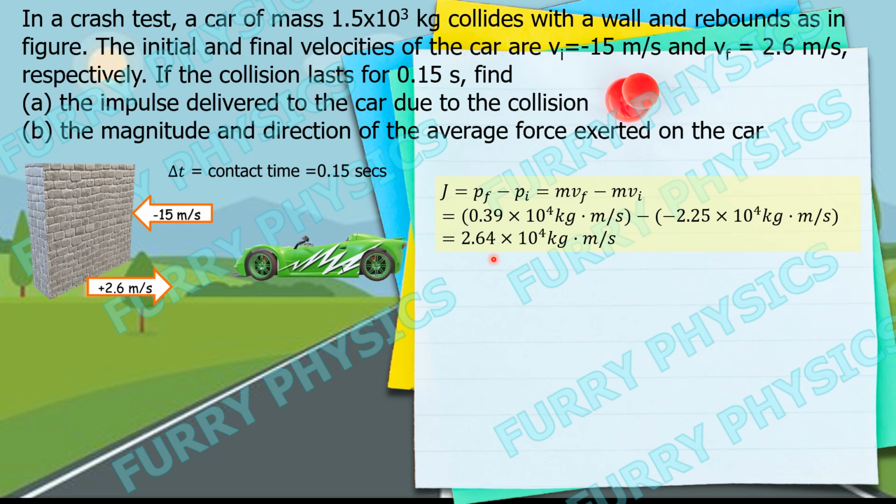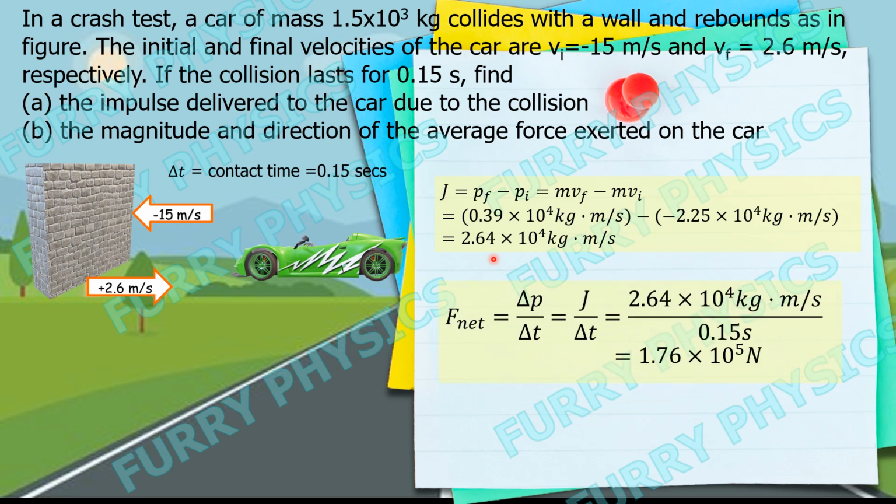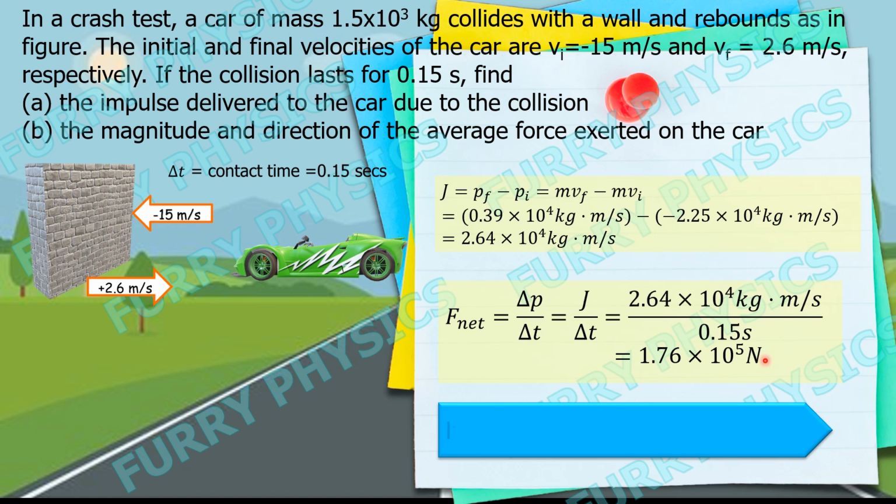Now, since we know the impulse and using the impulse momentum theorem and its relationship to the net force, we can calculate the net force or the average force exerted on the car. So the average force exerted on the car is equal to the change in momentum over the elapsed time, or equal to the impulse over the elapsed time. Hence, the net force acting on the car, or the average force exerted on the car, is 1.76 times 10 to the 5th newtons. And the direction will be to the right because it's positive.